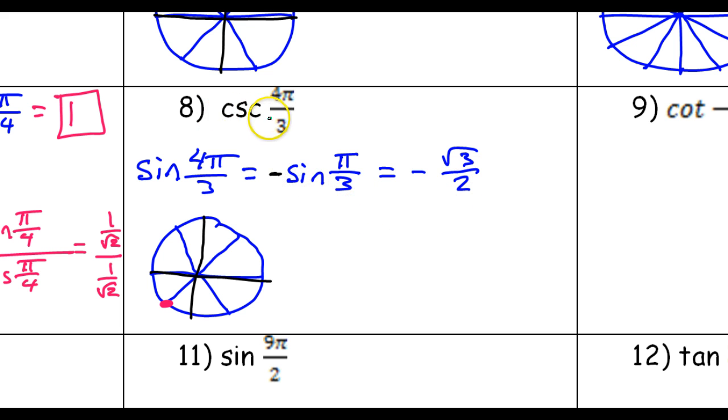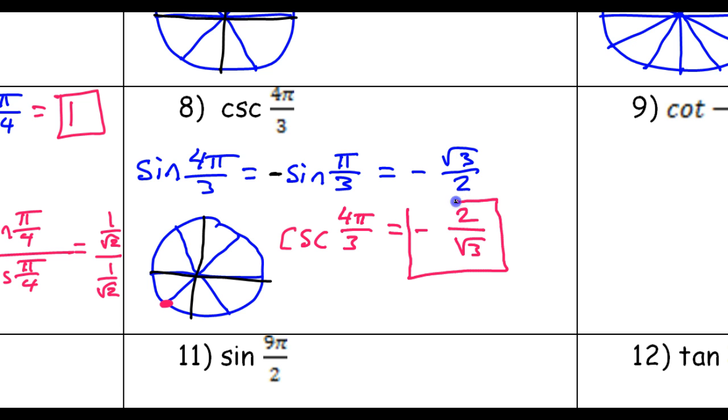We want the cosecant. So that's going to be the reciprocal of this. So the cosecant of 4 pi over 3, okay, is going to be the reciprocal of this. So that's going to be negative 2 over radical 3. So that is going to be the answer.